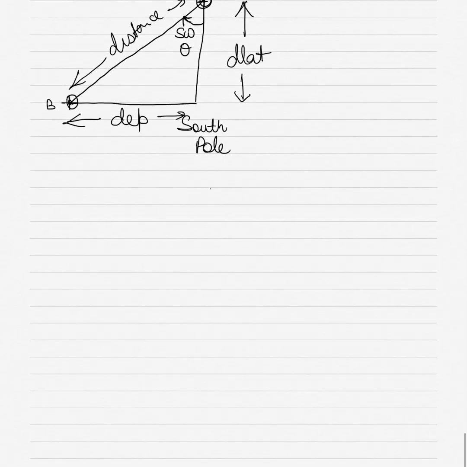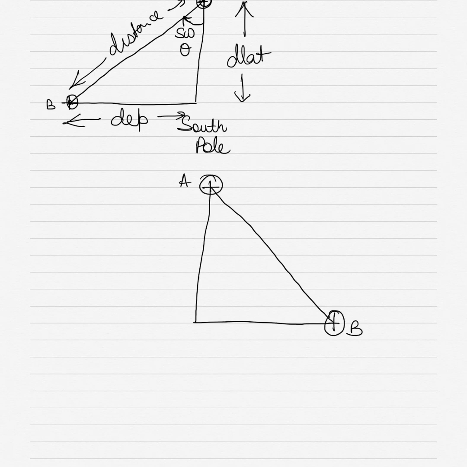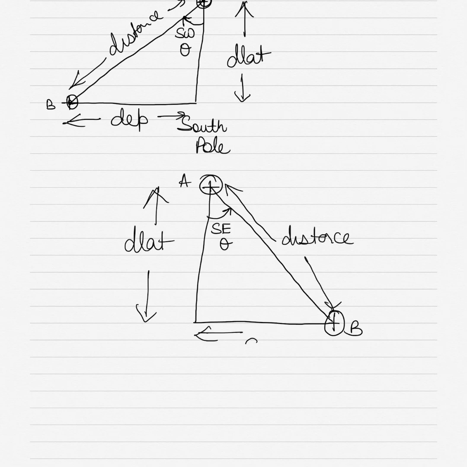And similarly, if I keep going, I can go on a southeasterly course. This is my A, this is my B. I will again measure it from the south pole. This becomes my southeasterly course. My vertical distance is d lat. The line joining A and B is distance, and the horizontal distance is departure, of course. Alright, so this is how it all works out for plane sailing.